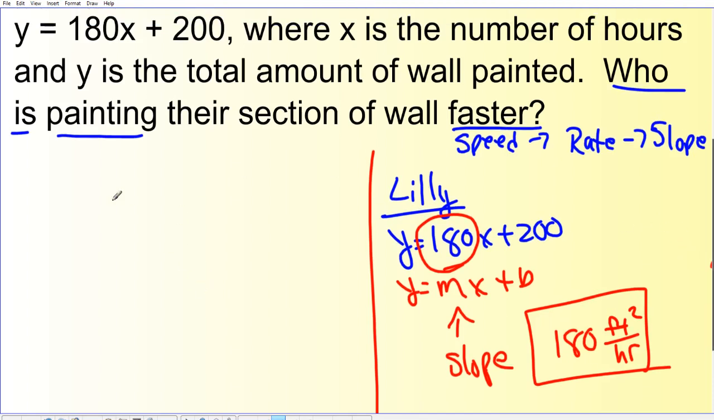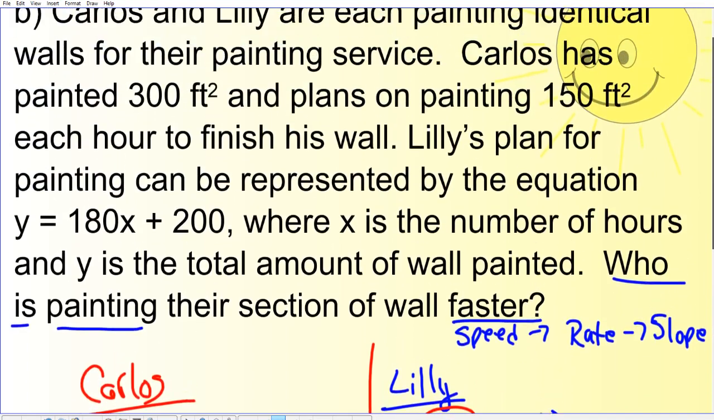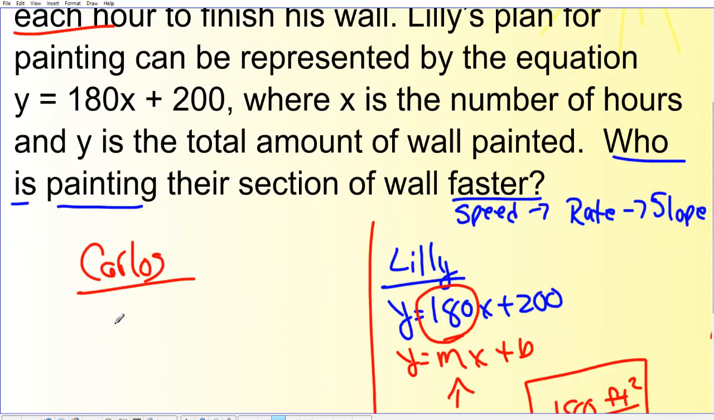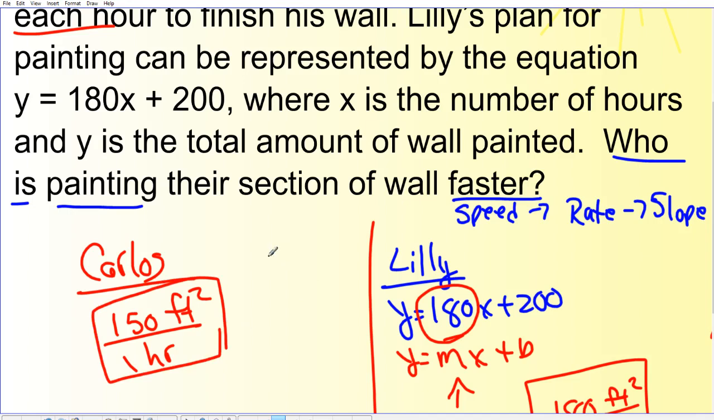Now, if we go to Carlos, let's see what it says about Mr. Carlos here. It says, Carlos has painted 300 feet squared and plans on painting 150 feet squared each hour. Okay, so what is Carlos's speed? How fast is he painting? Well, he's painting 150 feet squared each hour. That is his speed. That is his slope.